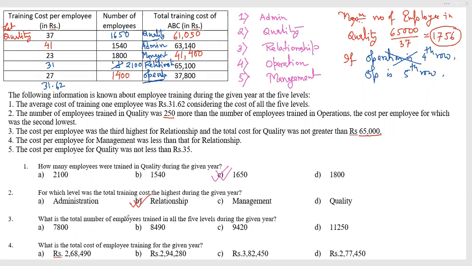Third question: what is the total number of employees trained in all the 5 levels during the given year? If I add all of these up, it comes as 8490. Here our addition is 1650, 1540, 1800, 2100 and 1400. Finally, it is 8490.